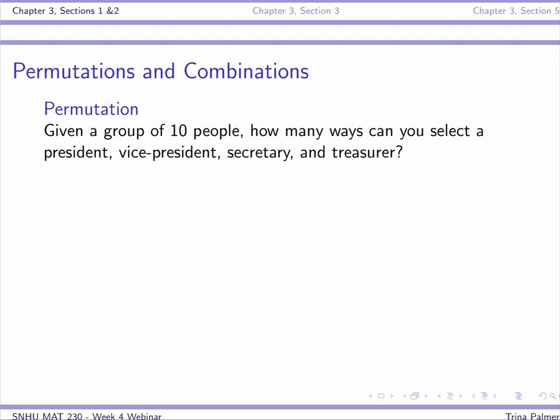This second one is a permutation. Given a group of 10 people, how many ways can you select these 4 different positions? I'm going to think about it in 2 different ways. One is the slot method again. Because each of these slots has a meaning, like president, vice president, secretary, and treasurer, I can use the slot method. If they do not have meaning, then it's harder to do it this way.